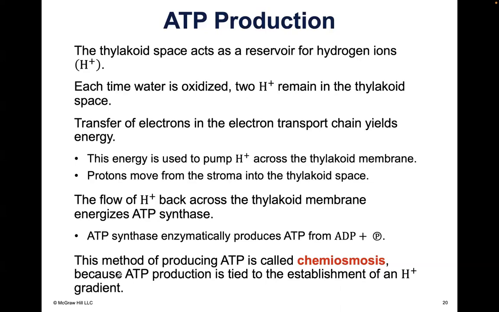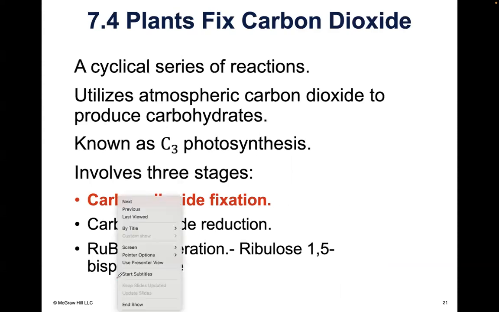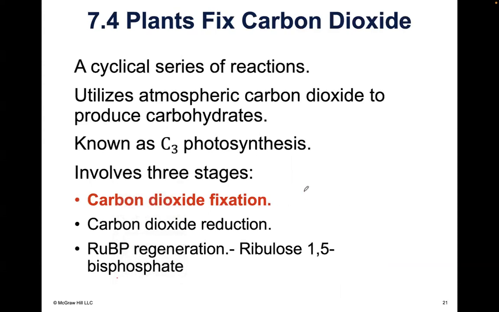This is a definition you need to know. This method of producing ATP is called chemiosmosis. Why? Because ATP production is tied to the establishment of a hydrogen ion gradient. Because we want to produce ATP, it has to be that as the hydrogen ion gradient increases, that will lead to the production of ATP. All right, so now let's move on to plants.